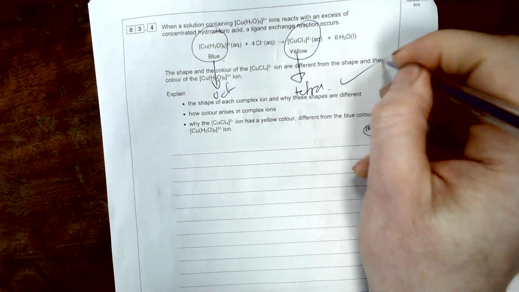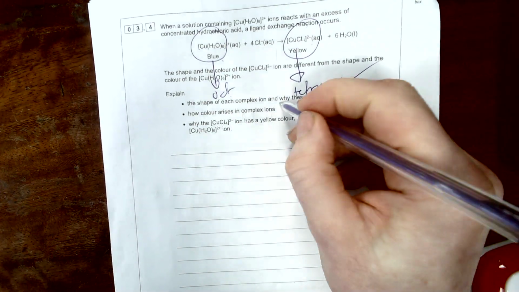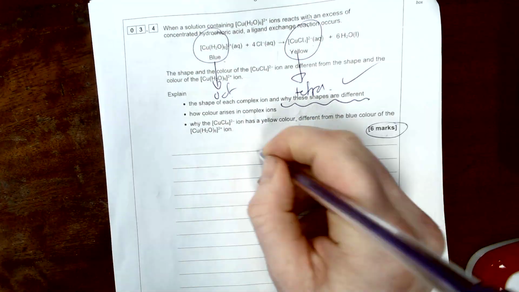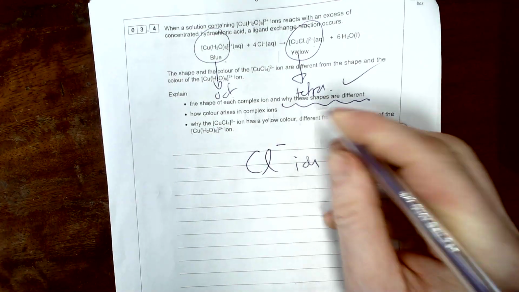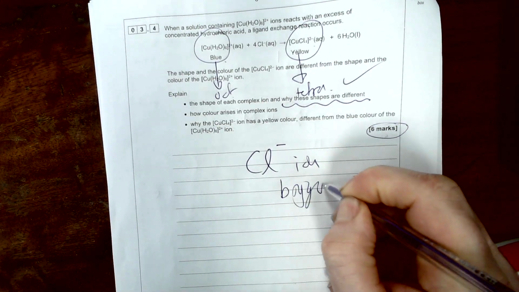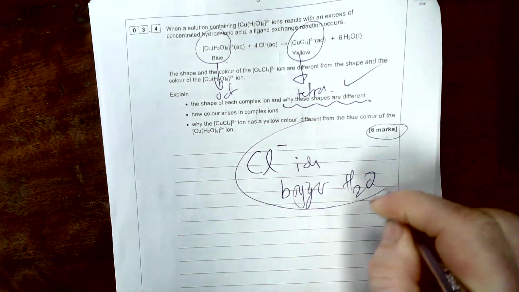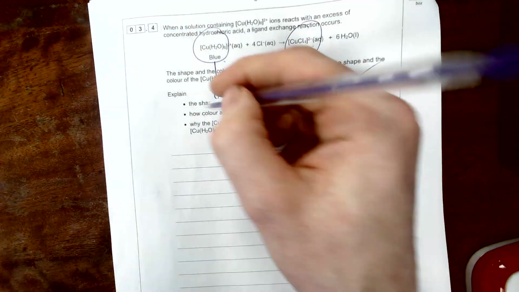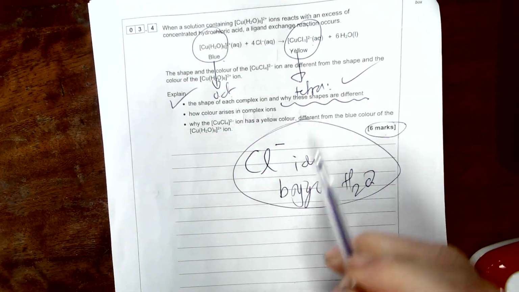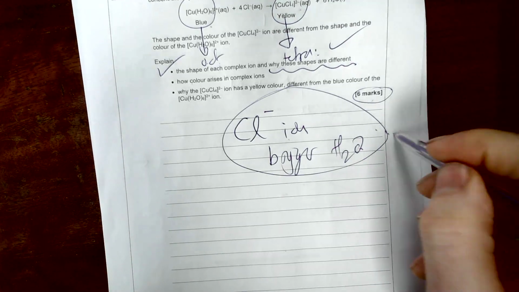Octahedral and tetrahedral was well answered. Why these shapes are different: you had to say that chloride ions, or Cl-, are bigger than H2O ligands. That had to be said. All right, so that was that bit done. Octahedral, tetrahedral, chloride ions are bigger. So this was missed by a few people.